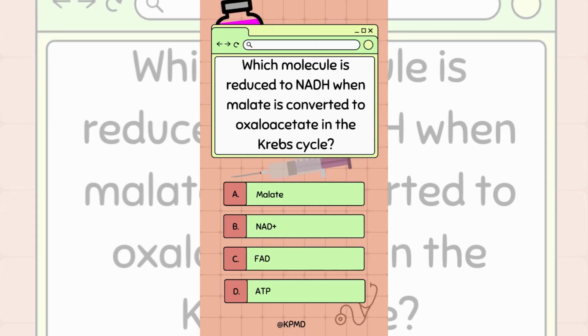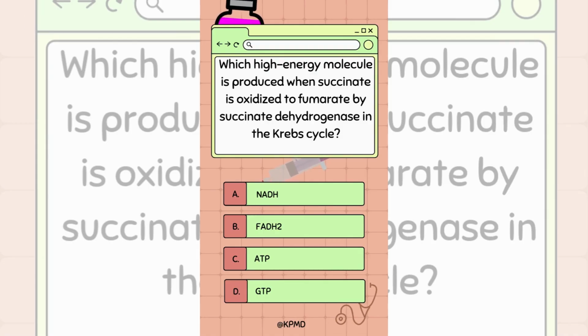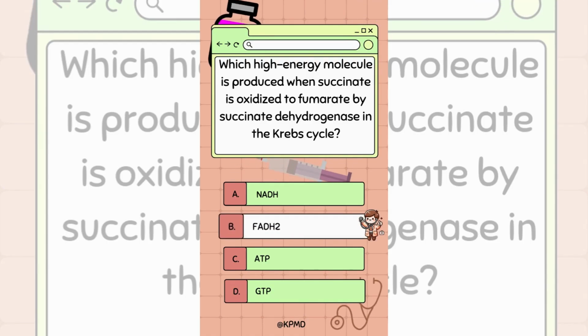Which molecule is reduced to NADH when malate is converted to oxaloacetate in the Krebs cycle? Correct answer is B. NAD+. Which high-energy molecule is produced when succinate is oxidized to fumarate by succinate dehydrogenase in the Krebs cycle? Correct answer is B. FADH2.